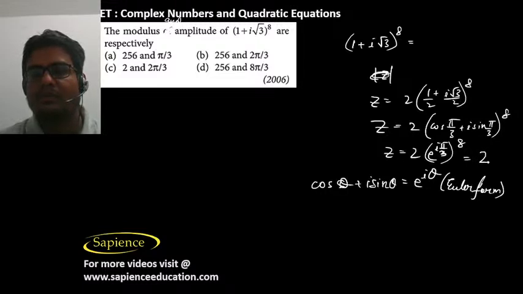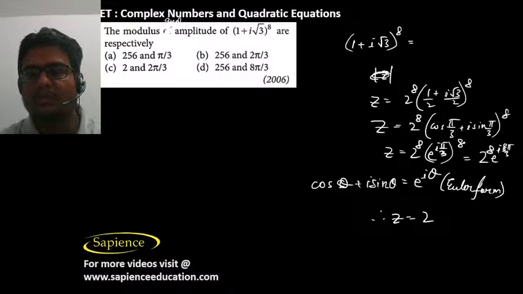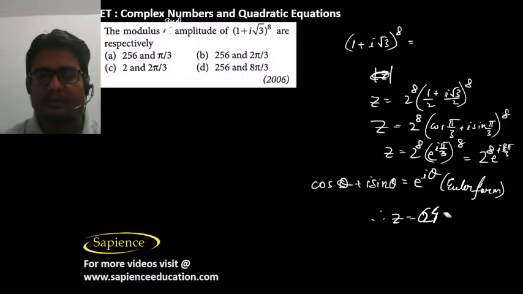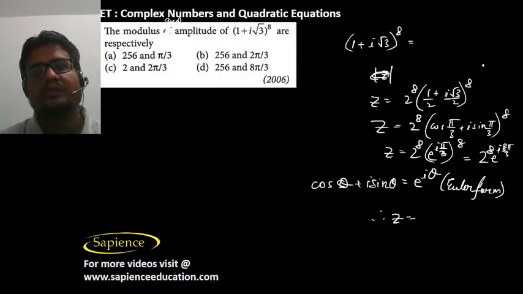So this will be 2 e power i 8 pi by 3, which is more than 2 pi. So therefore z can be written as, this is actually 2 power 8 also that will come here. 2 power 8, that is 2 power 6 is 64. So 2 power 4 is 16, 16 square, that is 256.